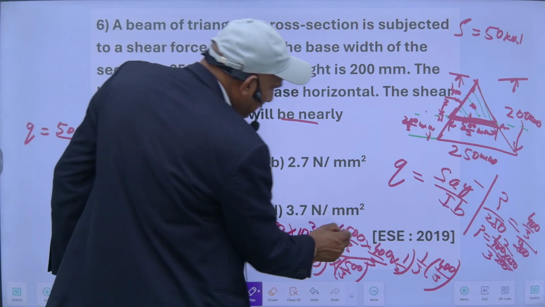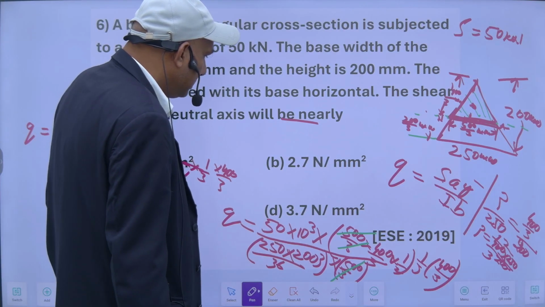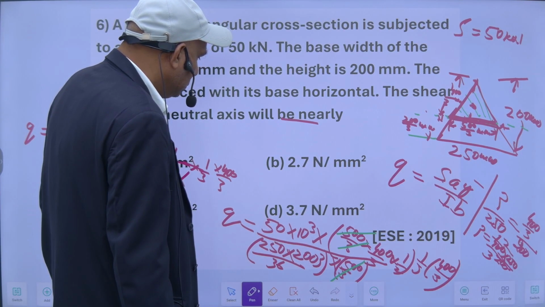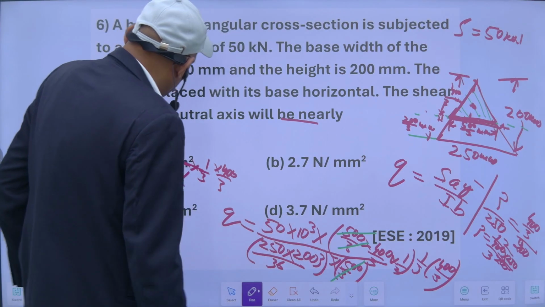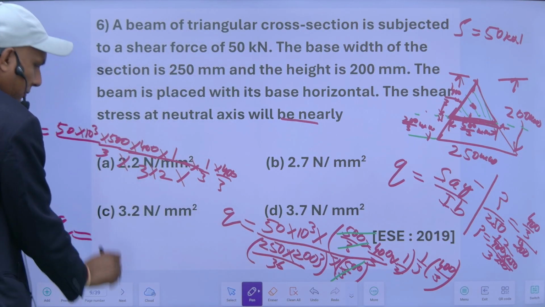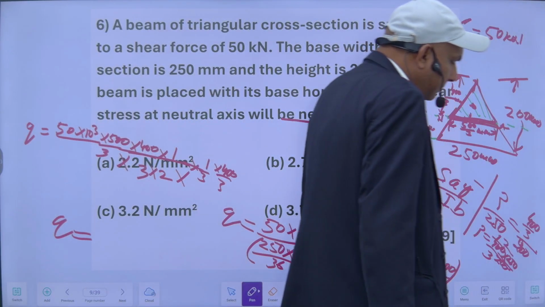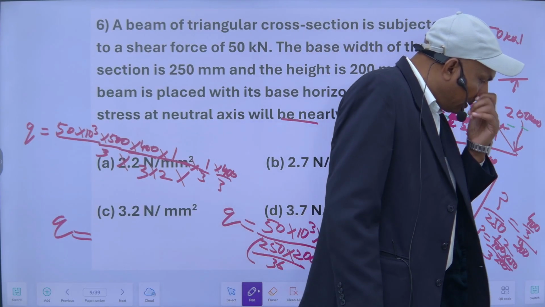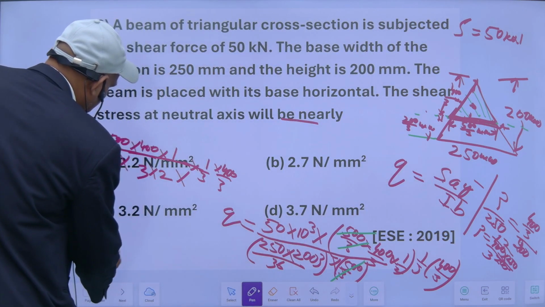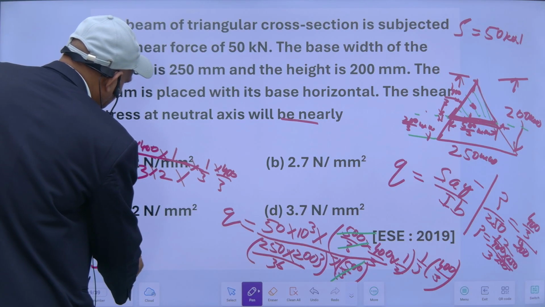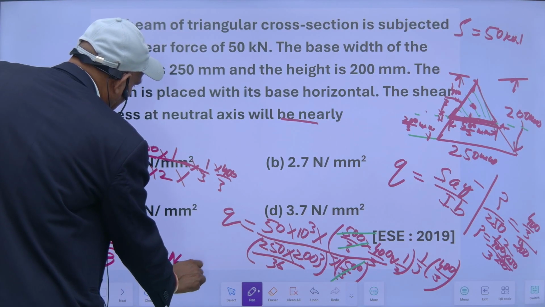anyway we can calculate this. The calculation part you people can do. I will not consume the time. So from this, the value of the Q will be about 2.6, 2.7 Newton per mm square will be the answer.